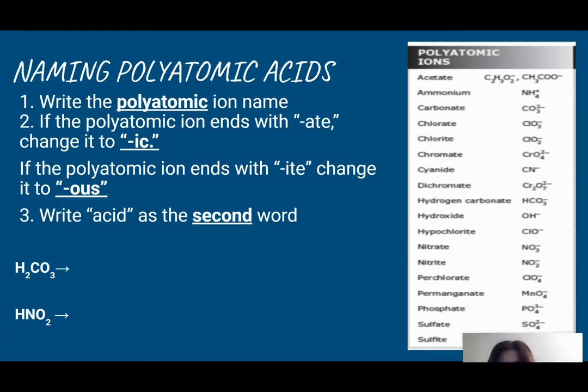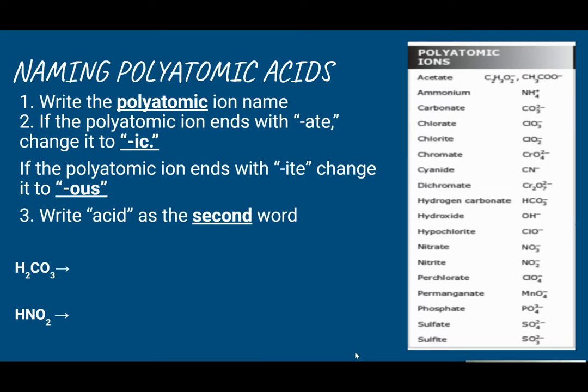So we are going to start naming polyatomic acids with our steps. The first thing that you do is you just write down the name of the polyatomic ion. In this case, you don't have to worry about writing down that hydro. It's not part of our rules. So you're going to find your polyatomic ion, write it down, and then if the ending of your polyatomic ion is "ate", you're going to change it to "ic", and if the ending is "ite", you're changing it to "ous". And then you just write acid as your second word. So remember, no hydro, and then you're just changing the ending of your ion and adding acid at the end.